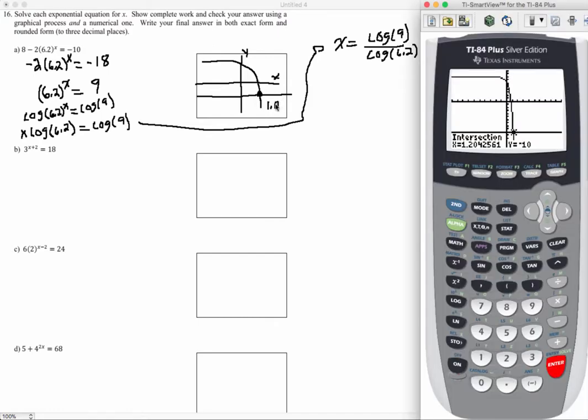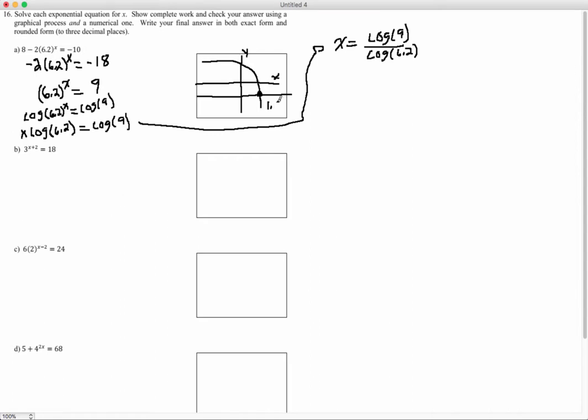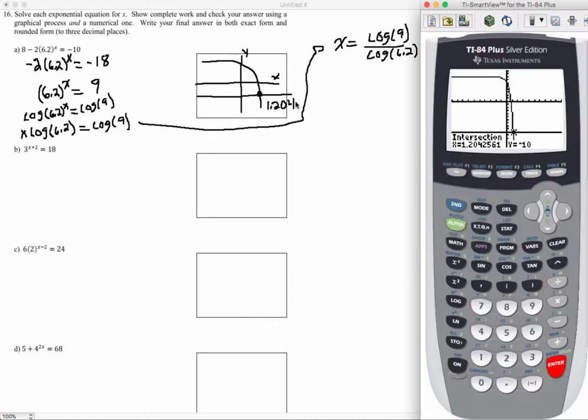Sorry, I didn't want the 0 first. I wanted 2 there, didn't I? 204. There we go. 204, and the y value was negative 10. We don't really need that. It's only the x value that we need here.